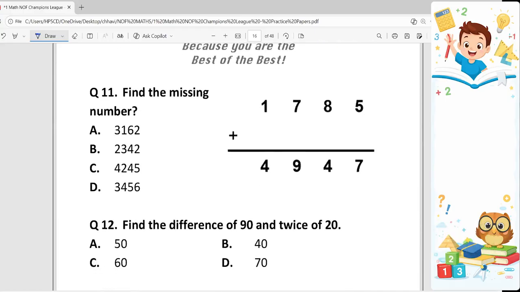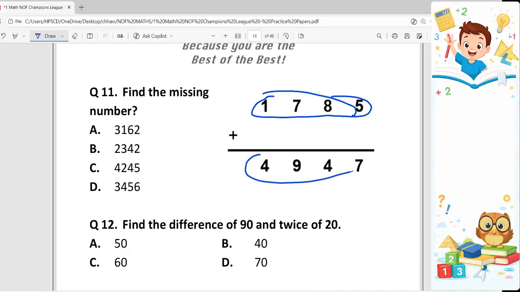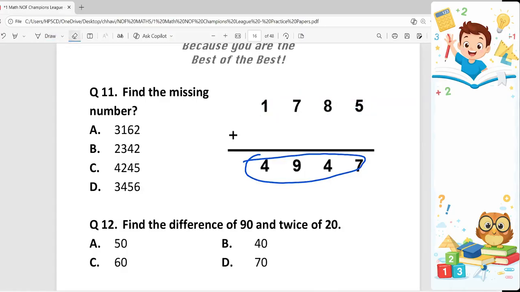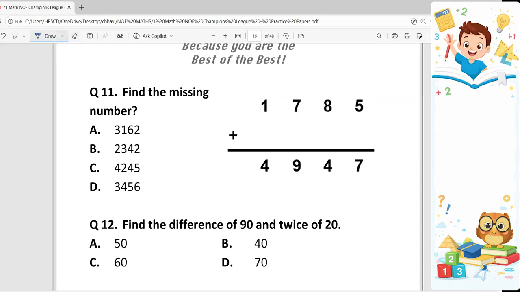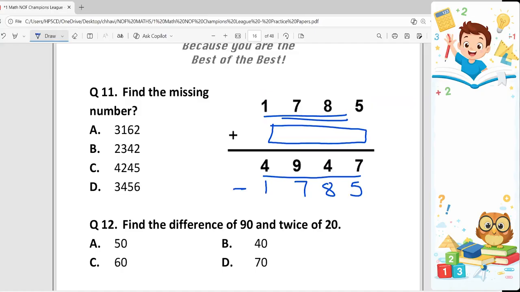11th, find the missing number. Now we have been given the number from the top one. Okay, and what is the answer? We are given both things. Now what we have to do is subtract this number from this number so that we can get this answer. Okay, so now how will we do that? We will just write over here this number and we will subtract it.